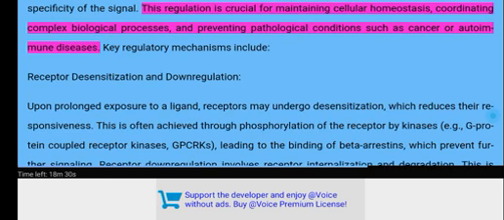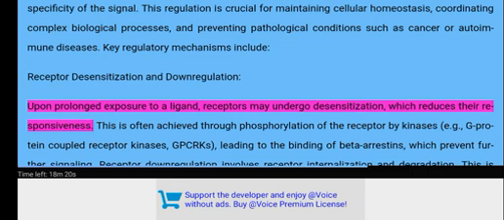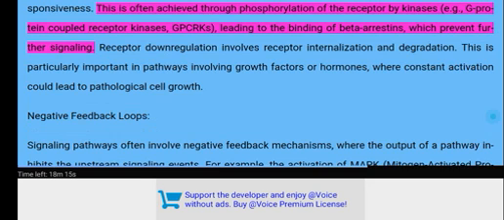This regulation is crucial for maintaining cellular homeostasis, coordinating complex biological processes, and preventing pathological conditions such as cancer or autoimmune diseases. Key regulatory mechanisms include receptor desensitization and downregulation. Upon prolonged exposure to a ligand, receptors may undergo desensitization, which reduces their responsiveness. This is often achieved through phosphorylation of the receptor by kinases, e.g., G-protein coupled receptor kinases (GRKs), leading to the binding of beta-arrestins, which prevent further signaling.